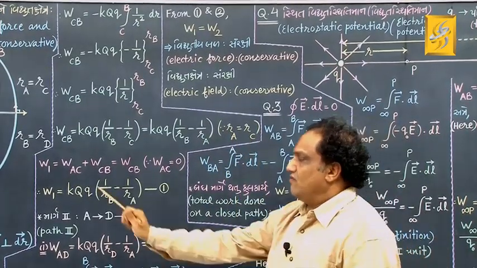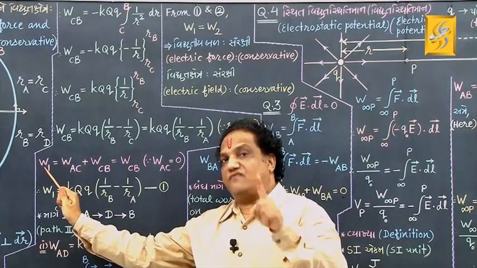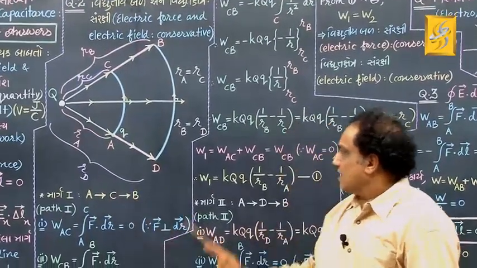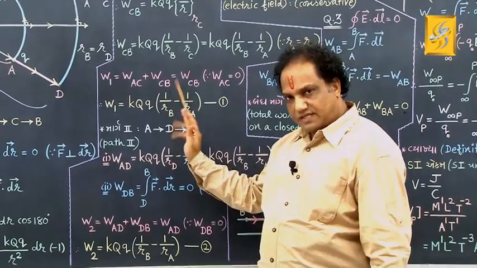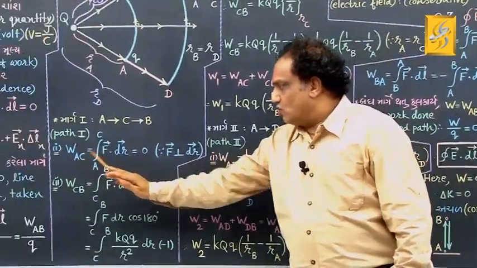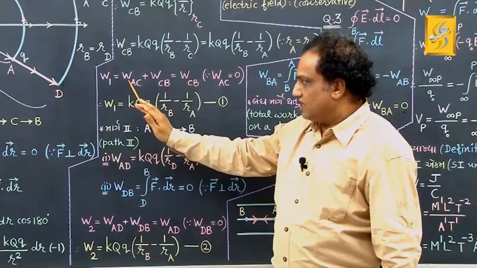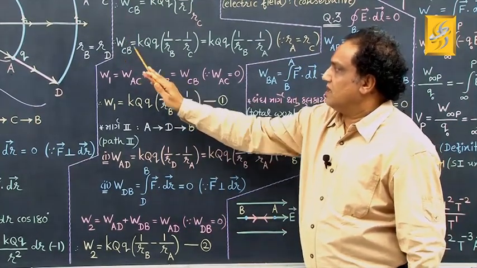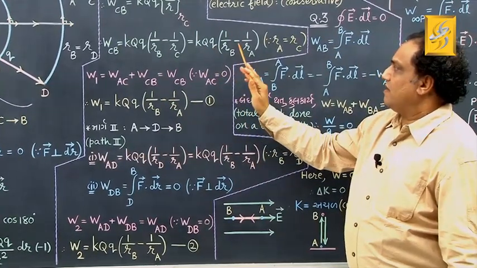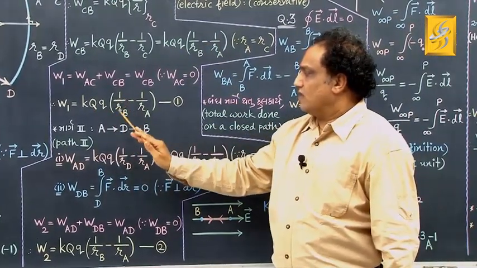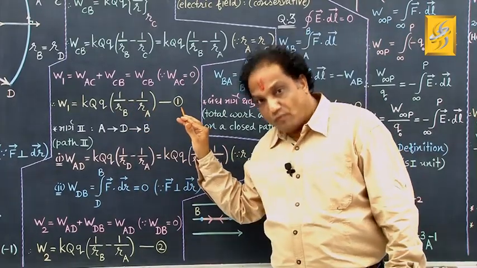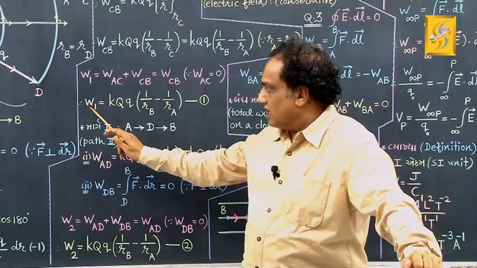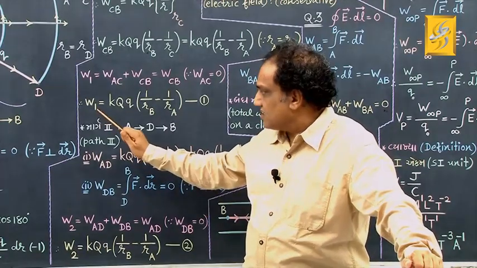Now, if you want to find the total work done on the entire first path, let it be W1, it is WAC plus WCB, correct? But this WAC came out to be 0. When this is 0, W1 will be equal to WCB. And that WCB is nothing but KQq into the bracket 1 upon RB minus 1 upon RA. Let it be equation number 1. My dears, this equation 1 gives us the total amount of work done on the first path.